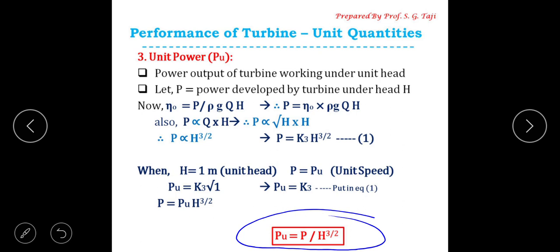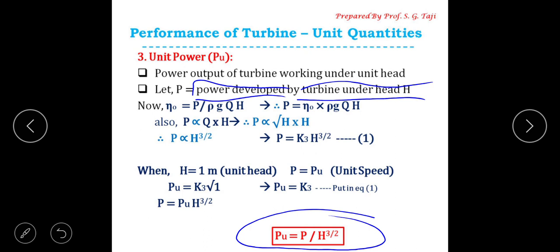Here also, we have to make a statement: power output of turbine working under unit head. Let P be the power developed by the turbine under head H meter. Here head is effective or net head in each and every case. We know overall efficiency is equal to power divided by rho G QH, which gives us P is equal to overall efficiency multiplied by rho G QH.